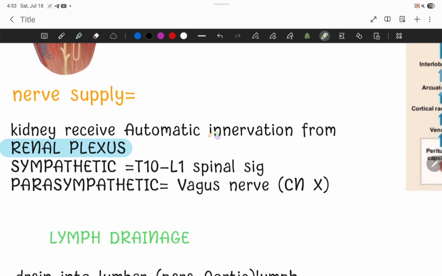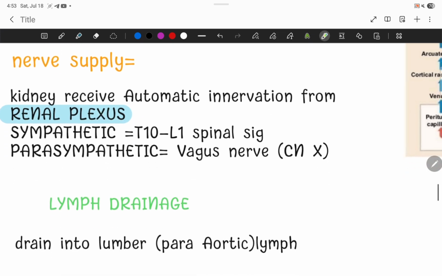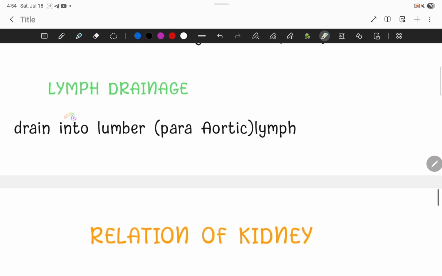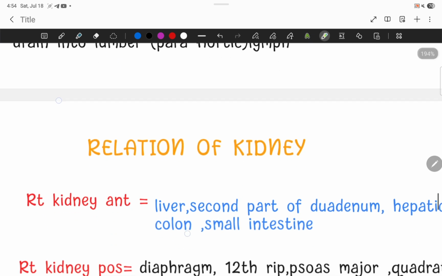After that, we talk about nerve supply. The kidney receives autonomic innervation from the renal plexus. It's important. Sympathetic is the T10 to L1 spinal segment. Parasympathetic is the vagus nerve, cranial nerve 10. Lymphatic drainage drains into the lumbar lymph or para-aortic lymph nodes.